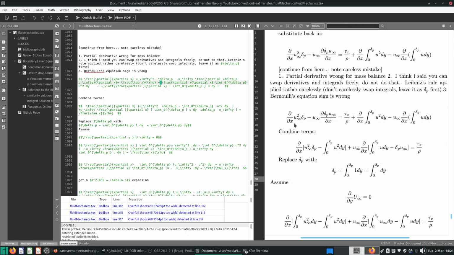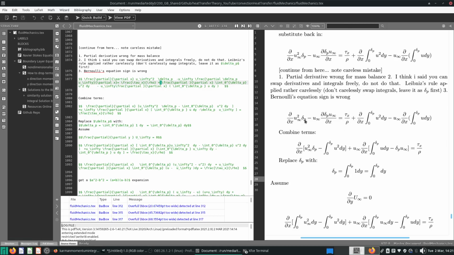And that's where we want to continue off from. Okay, so del by del x of u infinity squared del p, minus u infinity del by del x of del p u infinity. Now this is just the product rule part. And the terms on the right hand side all stay the same.